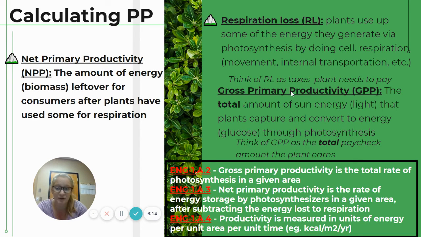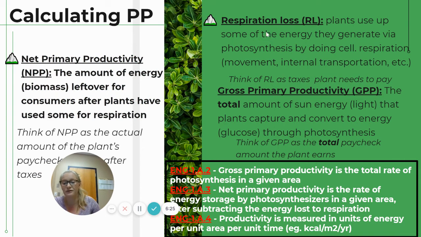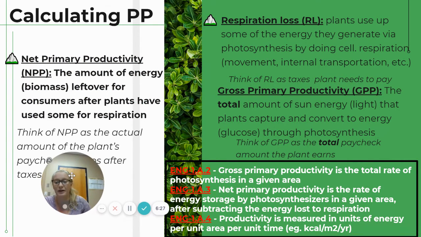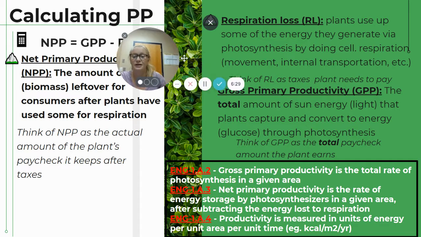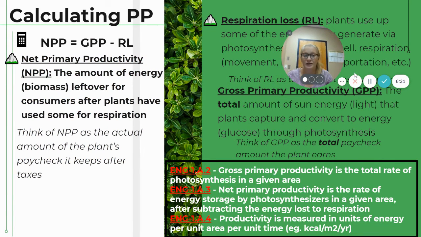So net primary productivity is the amount of energy or biomass left over for the consumer, the thing that eats the plant, after the plant has used some for respiration. So think of NPP as the actual amount of the plant's paycheck after the taxes are taken out. So NPP is that amount that you actually see in your check.